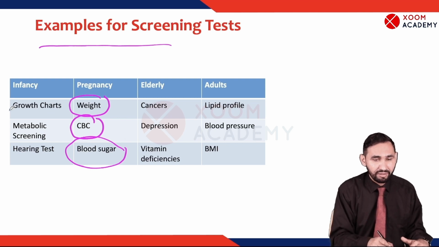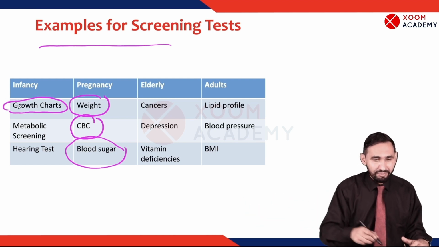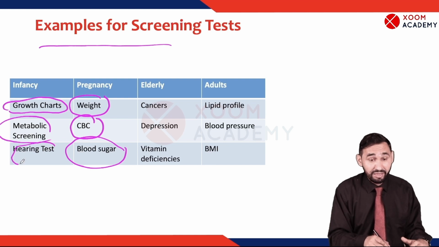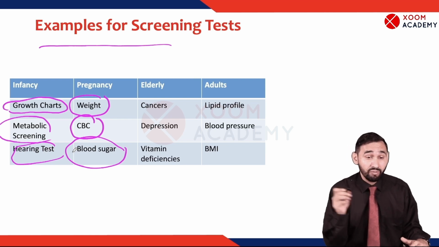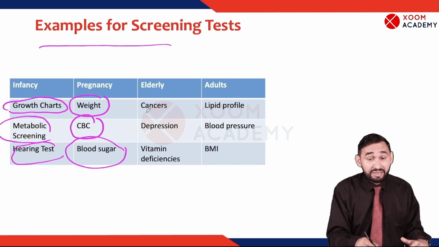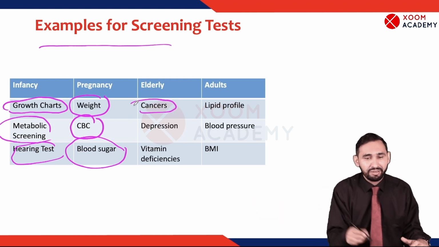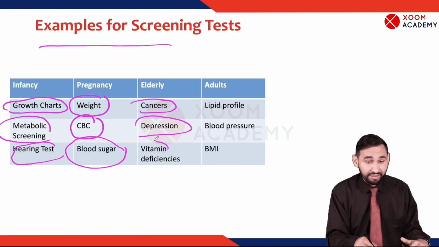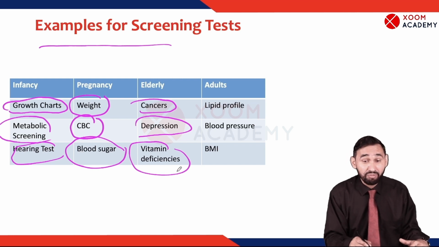For infants, growth charts. Why growth charts? We want to see their growth. Metabolic screening for metabolic syndromes in children. Hearing test. Hearing defects are common nowadays in Pakistan. Most of the children are suffering from hearing problems, so we'll do this screening test. Elderly people suffer from cancers, because cancer is a disease of old age. They may suffer from depression, so we'll screen for depression. Vitamin deficiencies due to imbalanced diet, so we'll screen for vitamin deficiency in the elderly population.